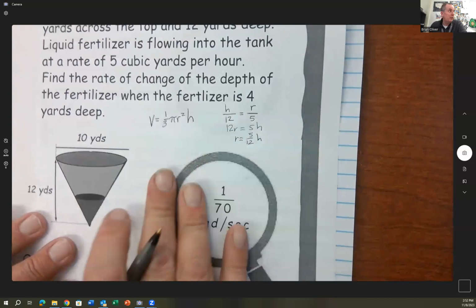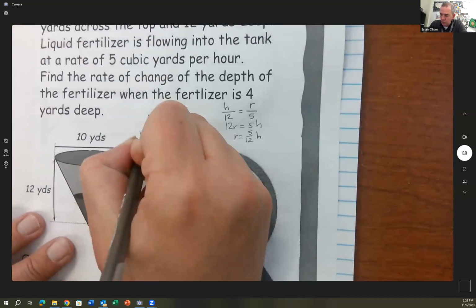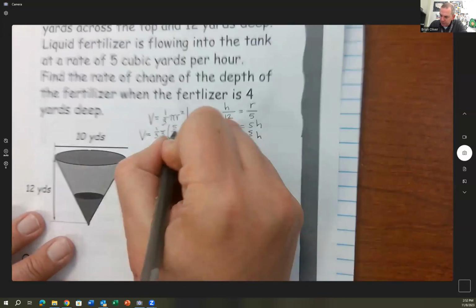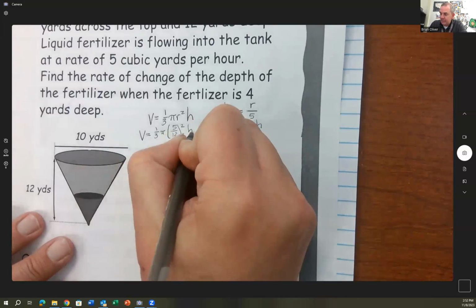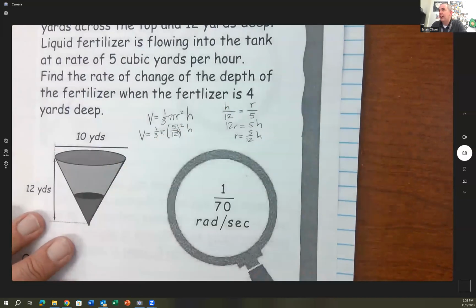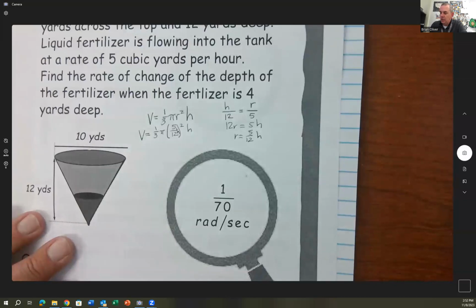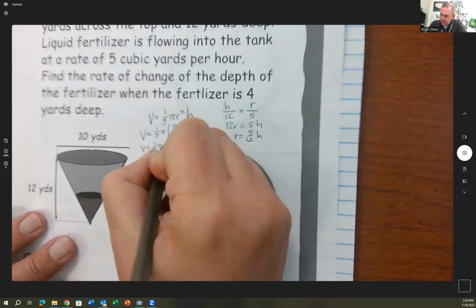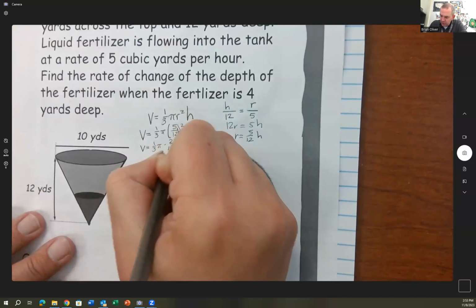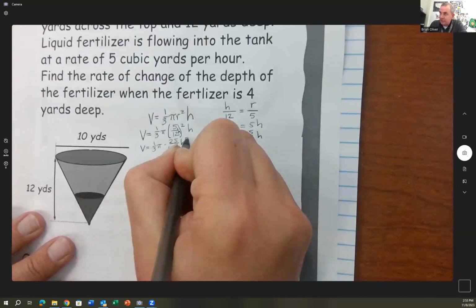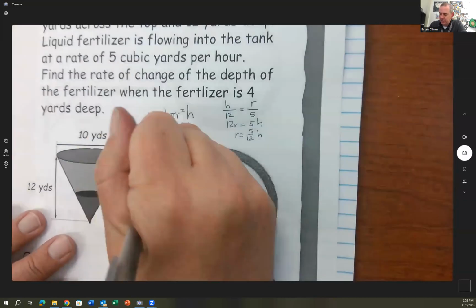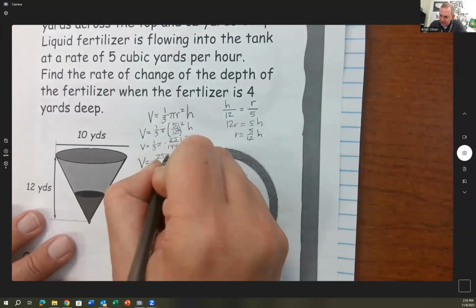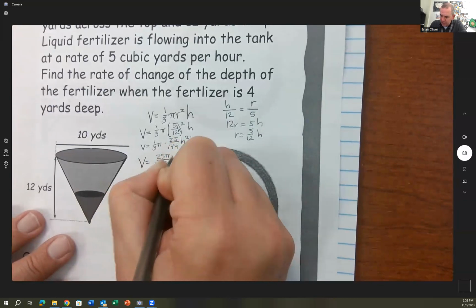The reason I do this is the following. I want to rewrite this expression in terms of just the one variable on the right. So 1/3 pi, my radius is 5/12 h squared. Sorry, I forgot the h in there. There's an h in there. 5/12 h squared times h. So when I go to expand this out, I'm going to get 1/3 pi times 25 over 144 h squared times h. So my volume is going to equal 25 pi over 432 h cubed.